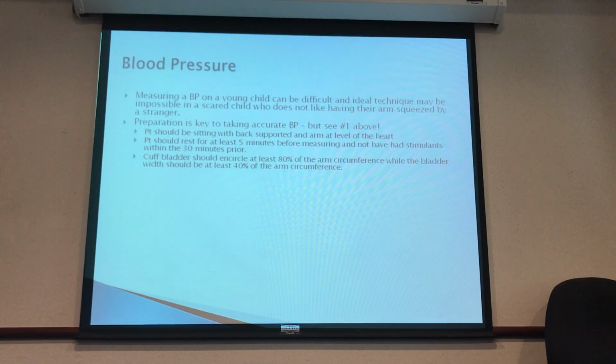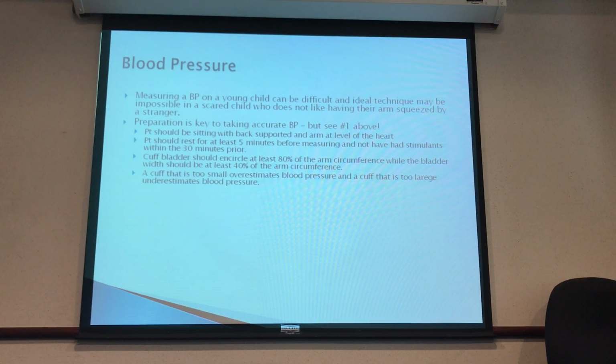The cuff should encircle at least 80% of the arm circumference, and the bladder width should be at least 40% of the arm circumference. Now, pediatrics has such a broad range, so you might need to go searching for the right cuff size. And certainly in some of our adolescents, they're bigger than I am, so you might need to be searching even for a leg cuff for some of those big kids.